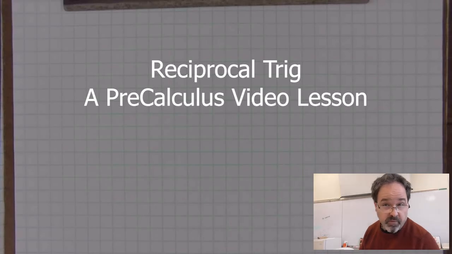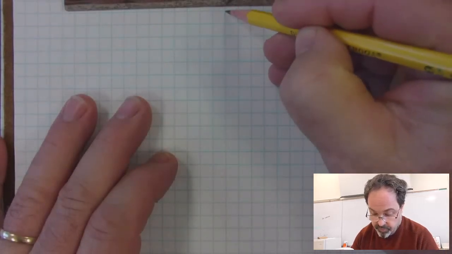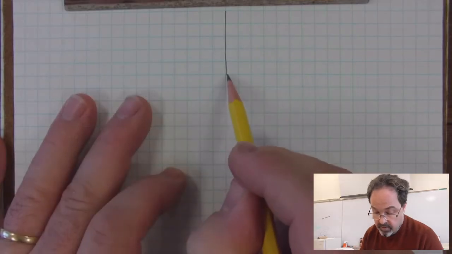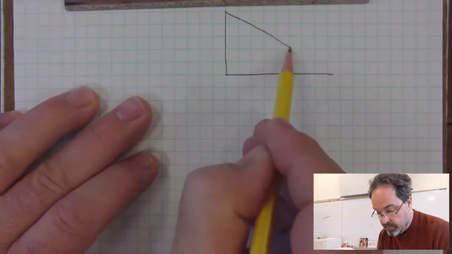VLSos here. This is a video lesson on reciprocal trig. We're going to review the fundamental trig ratios first and then talk about their reciprocals. To do that, I'm going to draw a diagram of a right triangle.